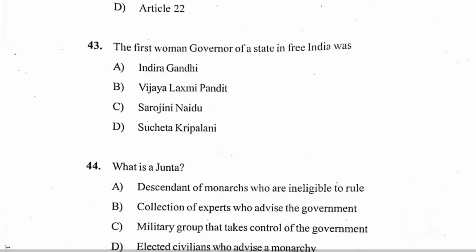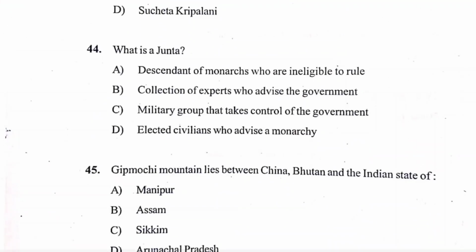Next question is, the first woman governor of a state in free India was, options are Indira Gandhi, second is Vijaya Lakshmi Pandit, third is Sarojini Naidu. I guess Sarojini Naidu is the correct option. The next question is, what is junta? Options are descendants of monarchs who are ineligible to rule, a collection of experts who advise the government, or the military group that takes control of the government. So it should be C option.